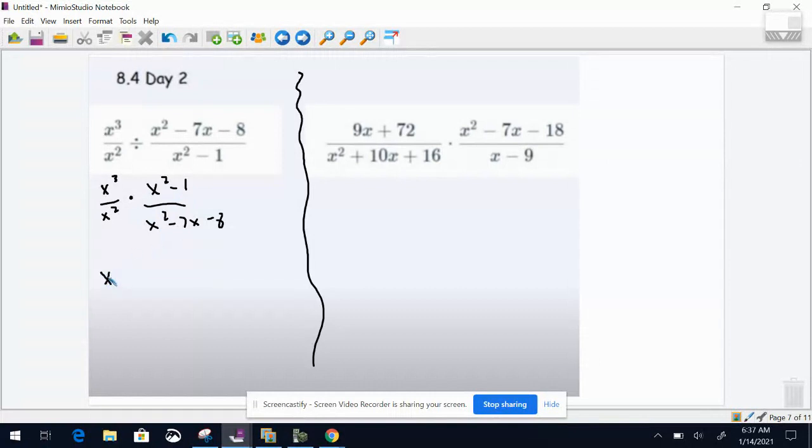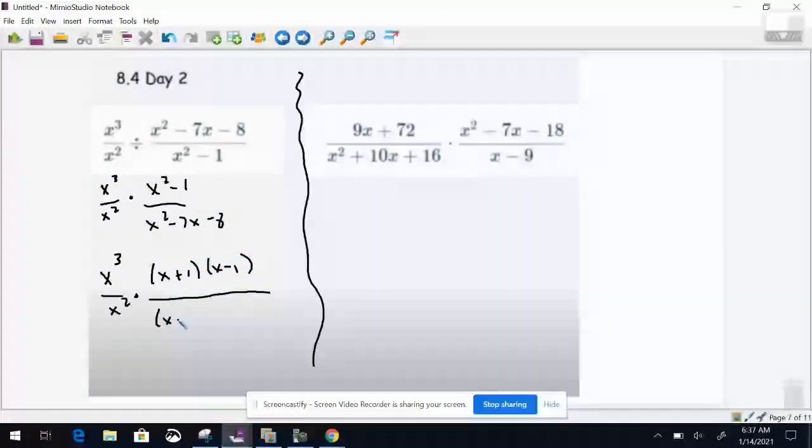So I've got x cubed over x squared, and I'm going to factor the top is the difference of two perfect squares, which is x plus 1, x minus 1. All over on the bottom, I'm trying to find two numbers that multiply to negative 8 and add to negative 7, and that would be x minus 8 and x plus 1. And then I look for my common factor. So I've got an x plus 1 and an x plus 1. This x cubed and x squared is the exponent property, so I just subtract, which would leave me with an x on top times x minus 1 all over x minus 8.